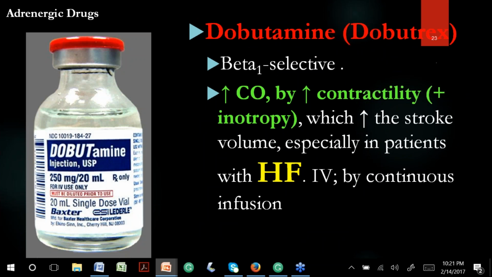All right, so we have dobutamine. Dobutamine is beta-1 selective, similar to dopamine. It is going to increase the cardiac output and increase contractility, so it has a positive inotropic effect. And that is used for heart failure. Dobutamine, heart failure, right? So contractility. Why? Because the heart is not able to pump, so it is going to increase the contractility.